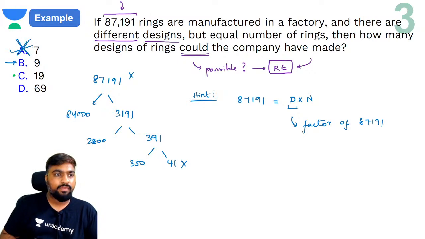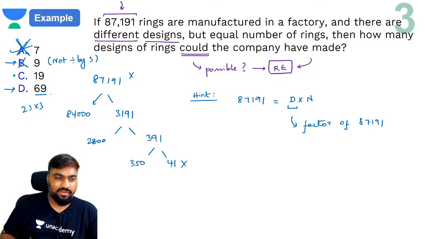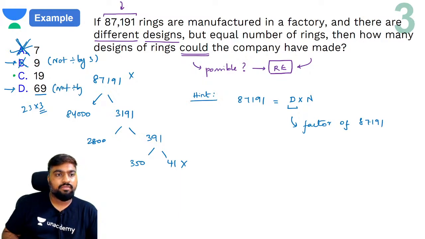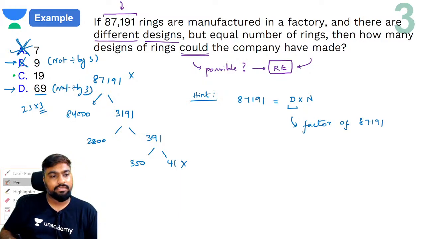How about 9? If a number is to be divisible by 9, it should be divisible by 3 at least first. So let's check with 3. 8 plus 7, 15. 15 plus 1 plus 1, 26. Divisible? No. So if the number is not divisible by 3, will it be divisible by 69 also? We know 69 is 23 into 3, correct? So if a number is divisible by 69, it should be divisible by 3 also. At least give it a thought, right? So this is also not divisible by 3. Only thing left is 19. That's it.